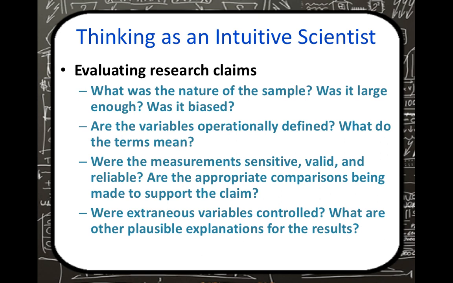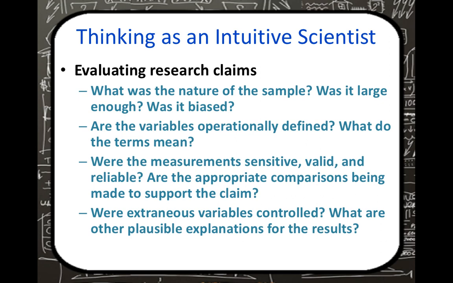So when you're evaluating the research claims of others, or when you're asserting your own claims, your own beliefs, there are several questions to keep in mind to help you. One, what was the nature of the sample? Think back to our law of large numbers, law of small numbers. And think back to biased samples versus unbiased samples. So what's the nature of the sample? Is it really representative? Is it large enough? Is it biased in some way?